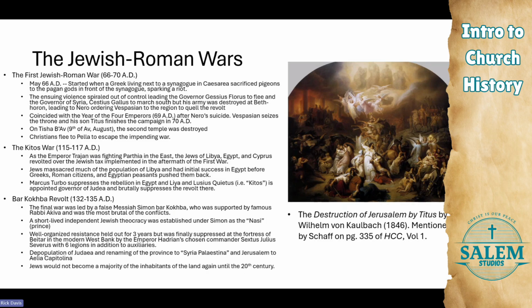I think there were tens of thousands of Jews sold into slavery in Rome, and Hadrian was so angry at the Jews that he actually renamed the province after their ancient enemies, the Philistines. So he renamed the province Syria Palestina, which is where we get our term Palestine. And he changed Jerusalem to Aelia Capitolina and converted the site of the temple into a temple to Jupiter. And so Jews were forbidden from setting foot inside of Jerusalem, and they would not become a majority of the inhabitants of the Holy Land again until the 20th century.